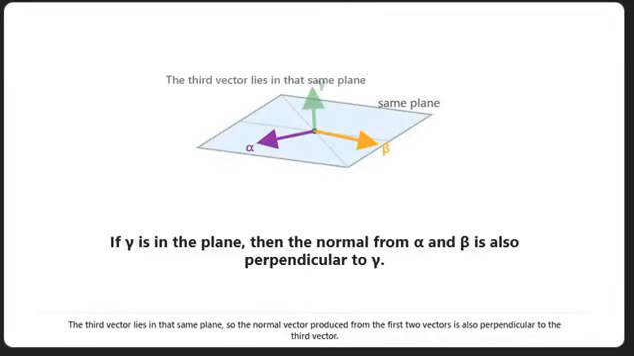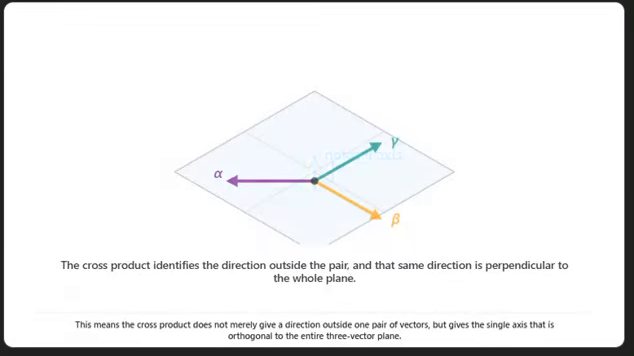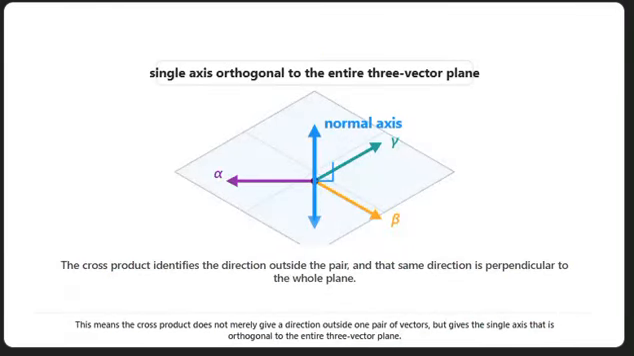The third vector lies in that same plane, so the normal vector produced from the first 2 vectors is also perpendicular to the third vector. This means the cross product does not merely give a direction outside one pair of vectors, but gives the single axis that is orthogonal to the entire 3-vector plane.